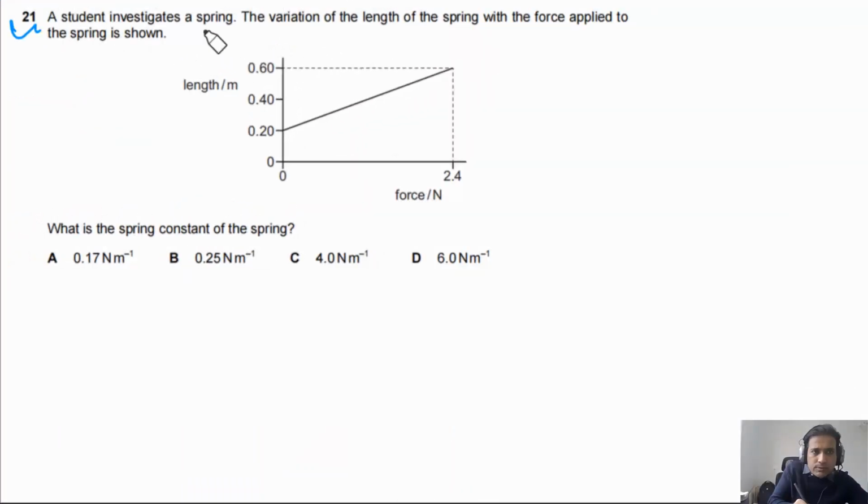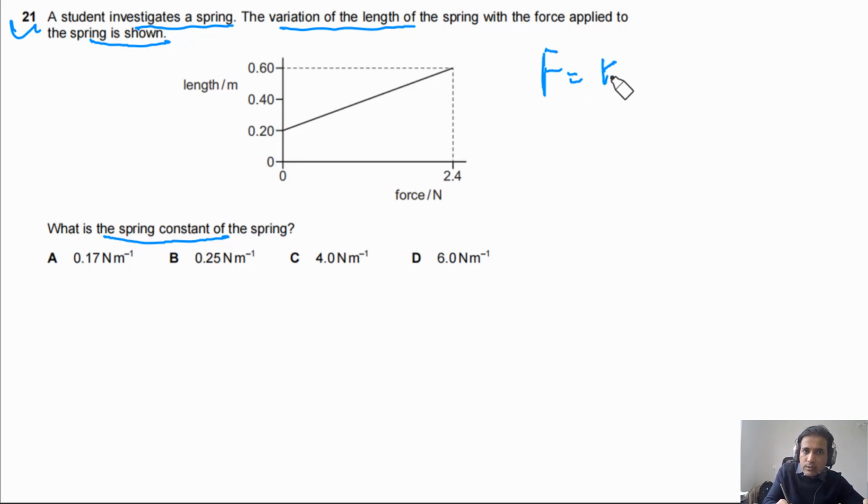Question 21 says, the student investigates a spring. The variation of the length of the spring with the force applied to the spring is shown in the figure. We need to find out what is the spring constant of the spring. This question is pretty straightforward. Simply we need to use Hooke's law, which means F is equal to k times delta x.